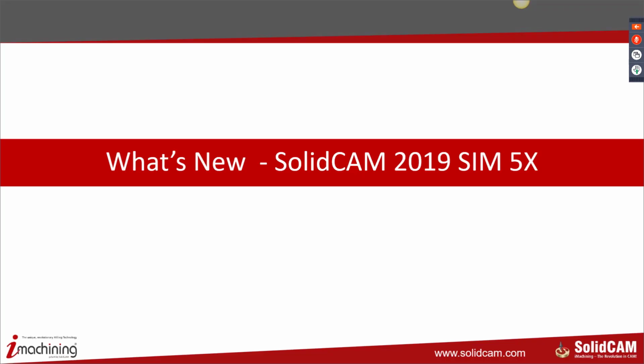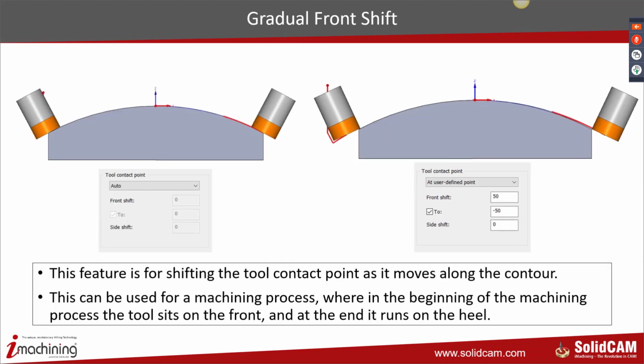We have made some significant changes to the software in 2019. We've improved quite a lot of features, and we've added some features into it. I'm going to start off with the short features that we introduced in 2019. The first feature that we introduced was the gradual front shift.